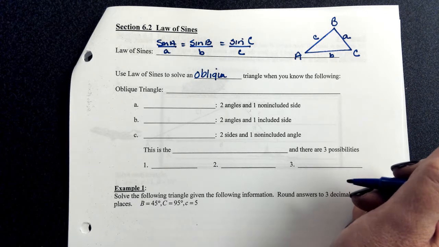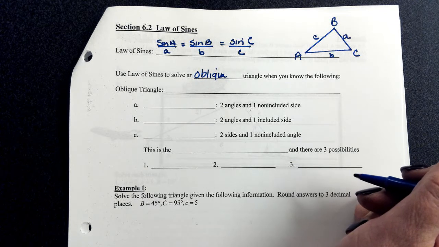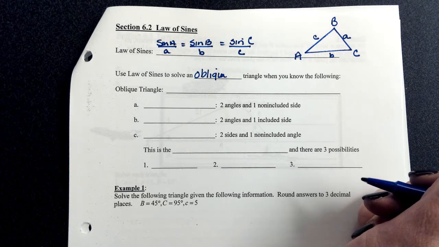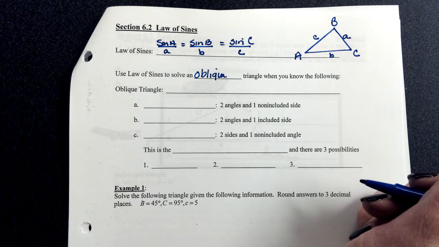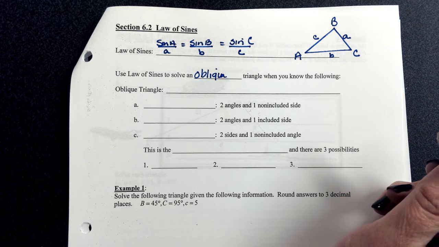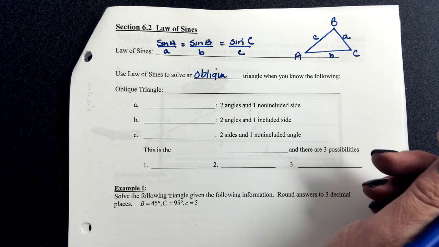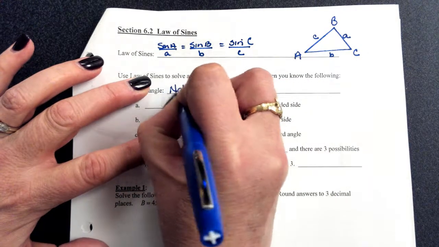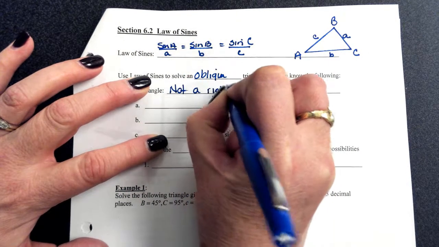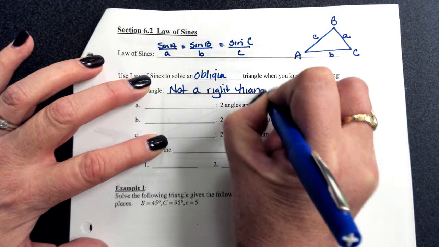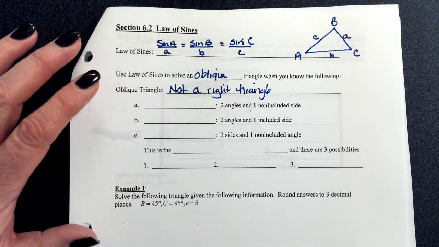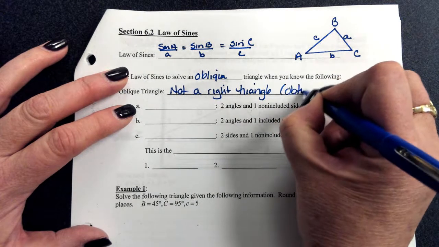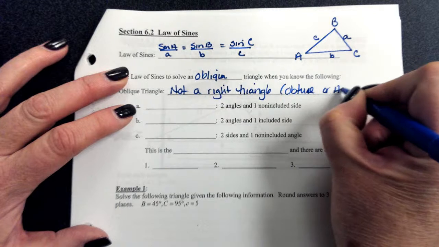An obtuse triangle has what? What's an obtuse triangle? One angle. Can it have more than one obtuse? No. So remember, of obtuse triangles, you have one angle that's greater than 90 degrees. Like I said, an oblique triangle is not a right triangle. It doesn't have that hypotenuse. So SOHCAHTOA won't work to help us solve for sides and solve for angles. So it's either you're looking at an obtuse or acute.